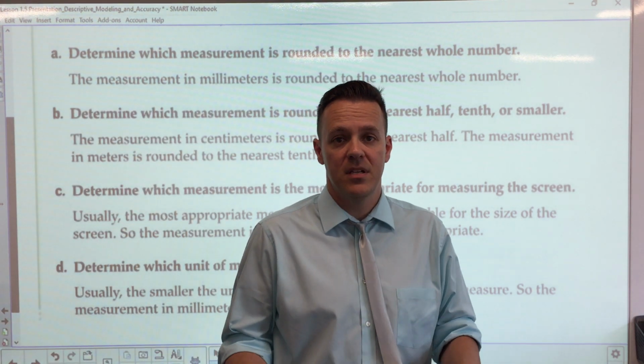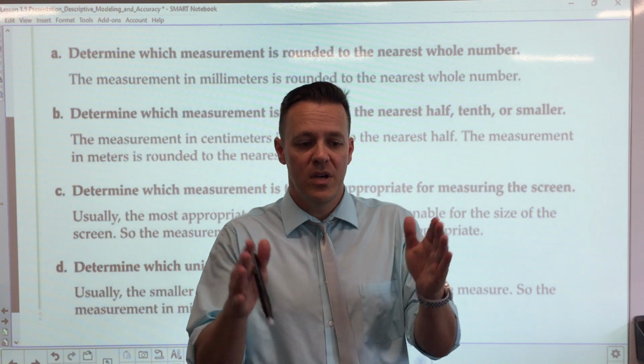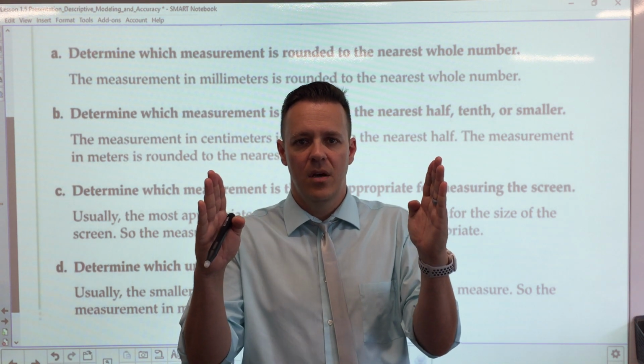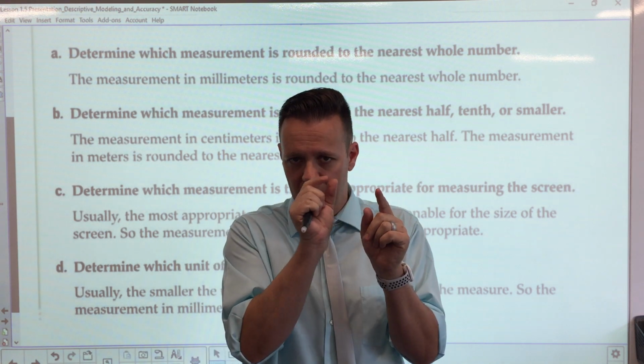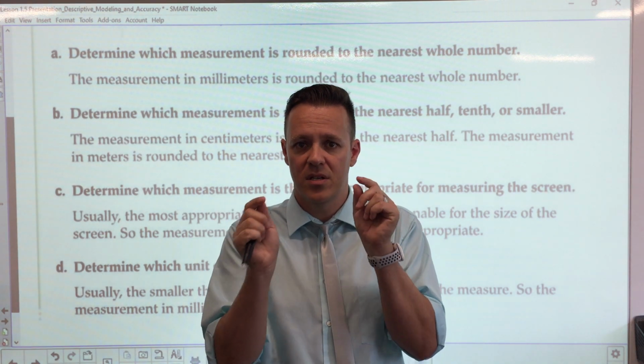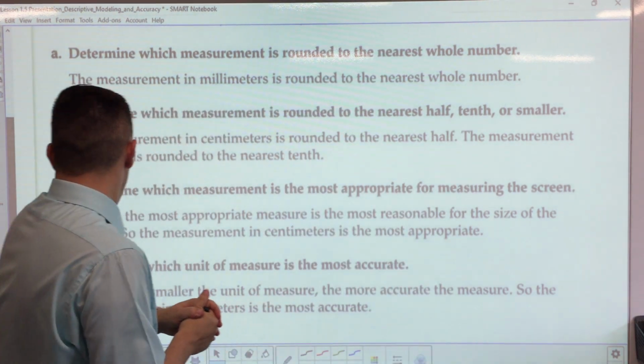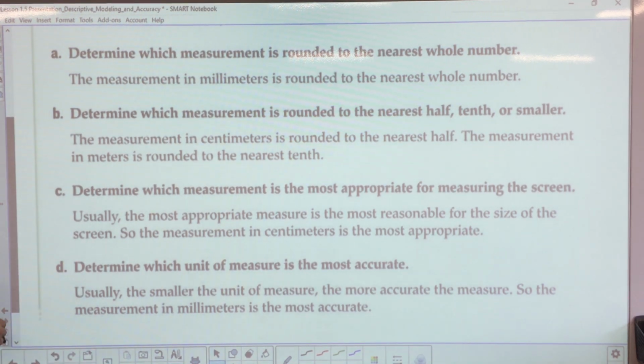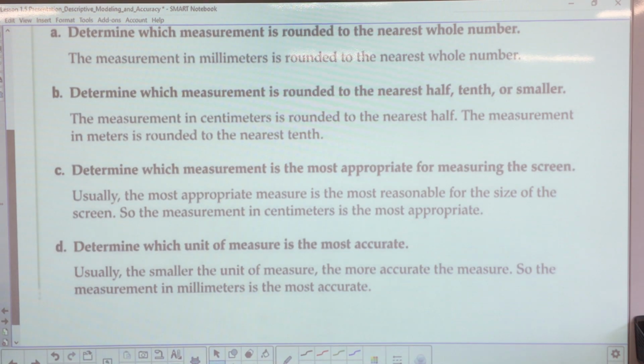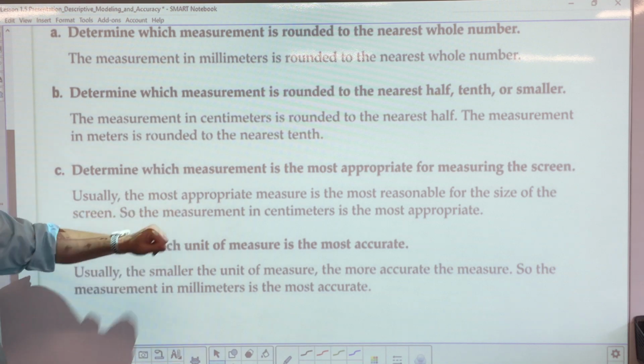I would agree with that, because if you look at a ruler, okay, you're measuring the screen, which is usually about this big. If you go in millimeters, you're going to be counting a lot of tiny little lines to get there. Because remember, on a ruler, it's very small. And what you want to do is make sure which one would be the most accurate, though. Okay, that would be the centimeters.